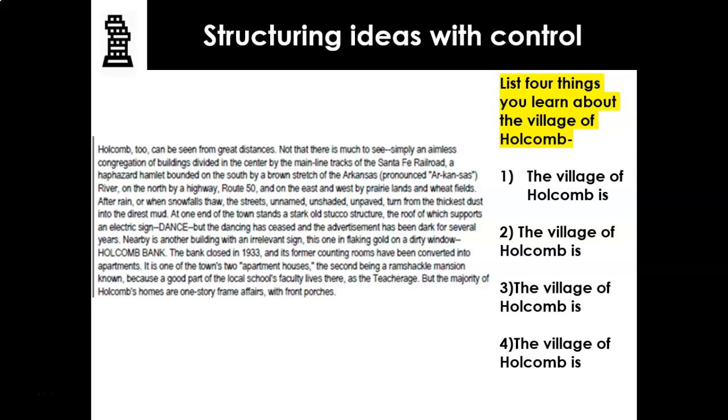Nearby is another building with an irrelevant sign, this one in flaking gold on a dirty window, Holkham Bank. The bank closed in 1933 and its former counting rooms have been converted into apartments. It's one of the town's 2 apartment houses, the second being a ramshackle mansion. Known, because a good part of the local school's faculty live there, as the teacherage, but the majority of Holkham's homes are 1-story frame affairs with front porches.